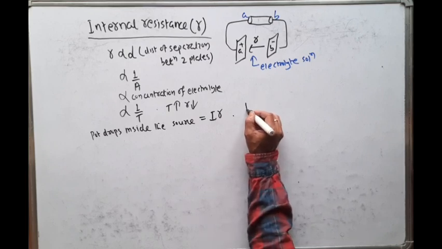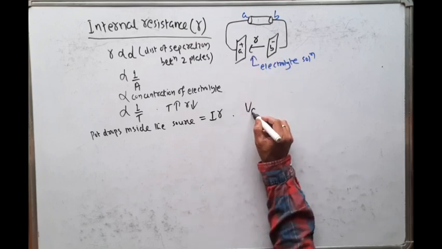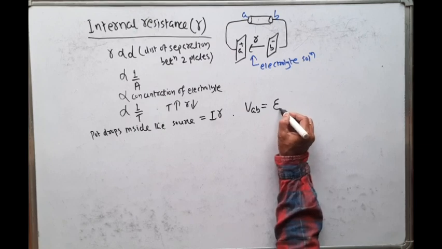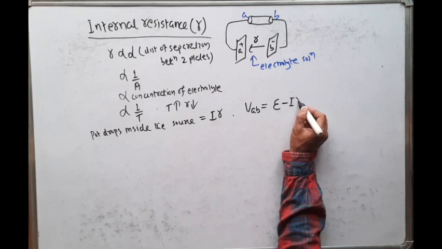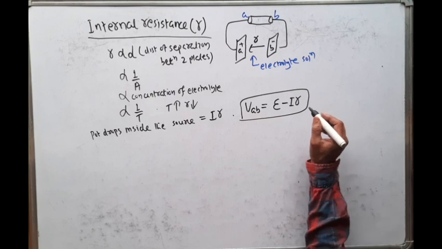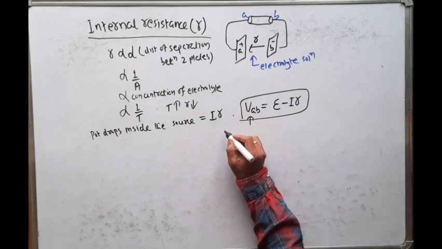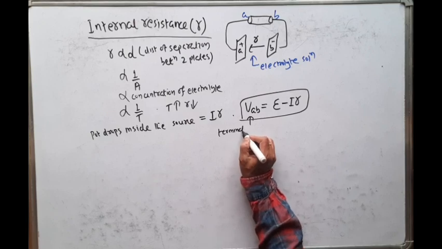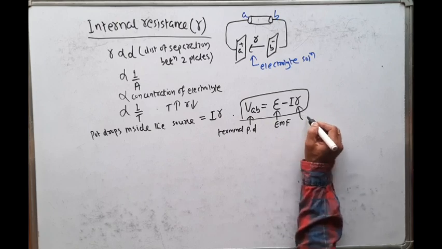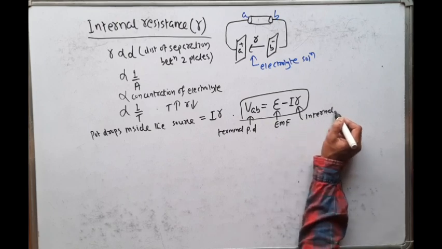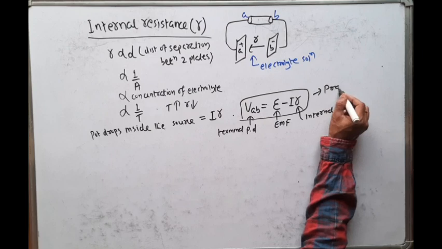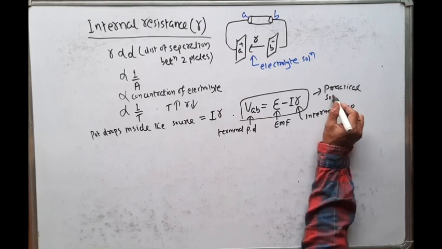Then what is the terminal potential difference across A and B? The terminal potential difference across A and B is equal to the total EMF E, out of which there is some voltage drop internally. So this is your terminal potential difference. This VAB is called the terminal potential difference. E is called the EMF. Ir is called the internal drop, the voltage drop. And this is for which type of source? Practical EMF source.